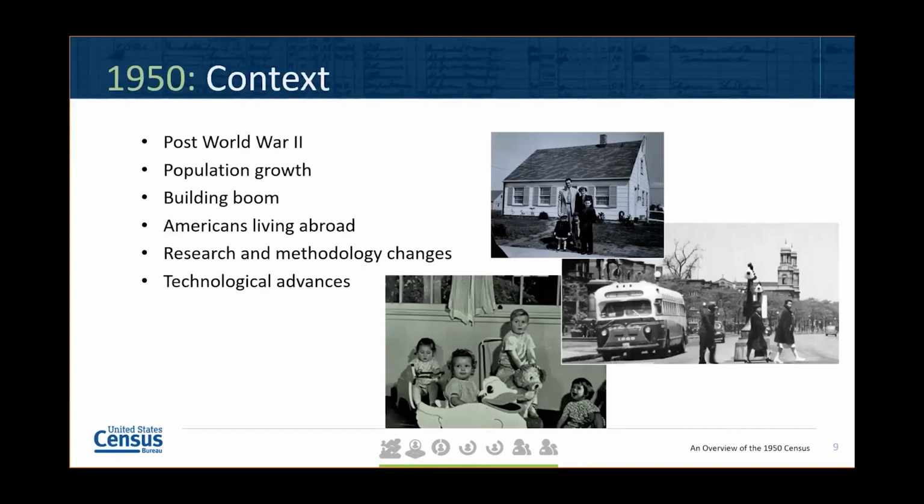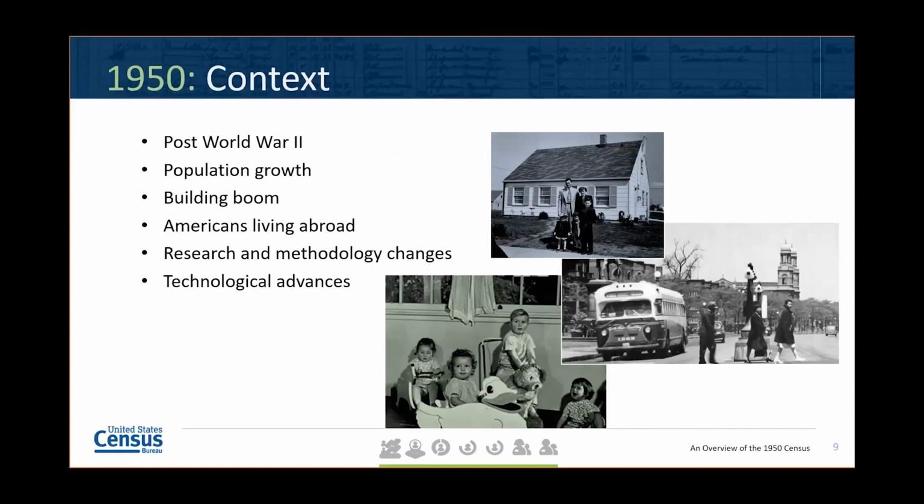In 1950, it was the first census taken after post-World War II. We saw people had moved for war work, and we had a migration of more than 1.4 million African Americans to the west and the north. We saw greater education opportunities via the GI Bill, and we saw the beginning of the baby boom and immigration from Europe. Along with this population growth, we saw a building boom, and for the first time, more than half of all homes were owner-occupied.